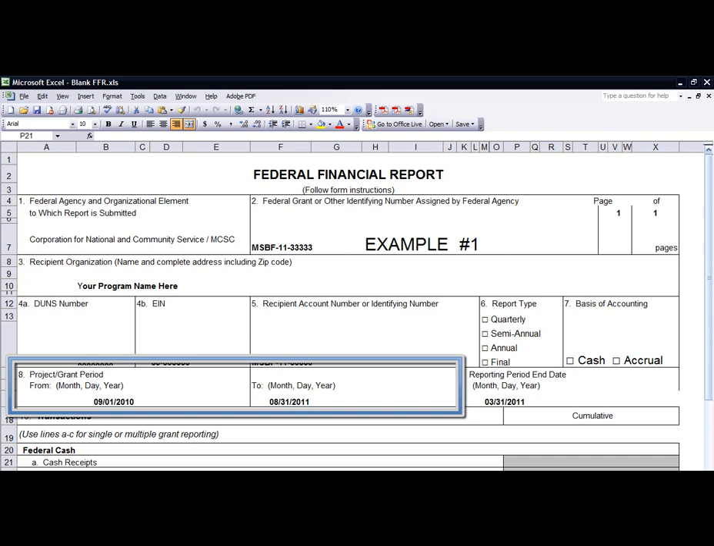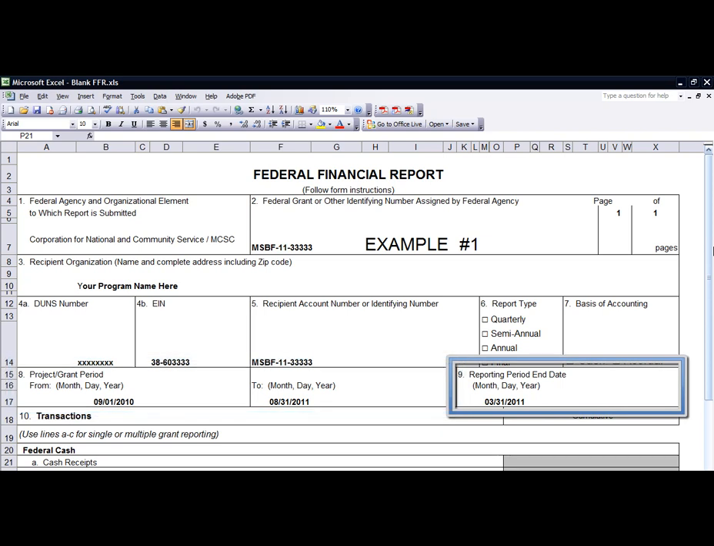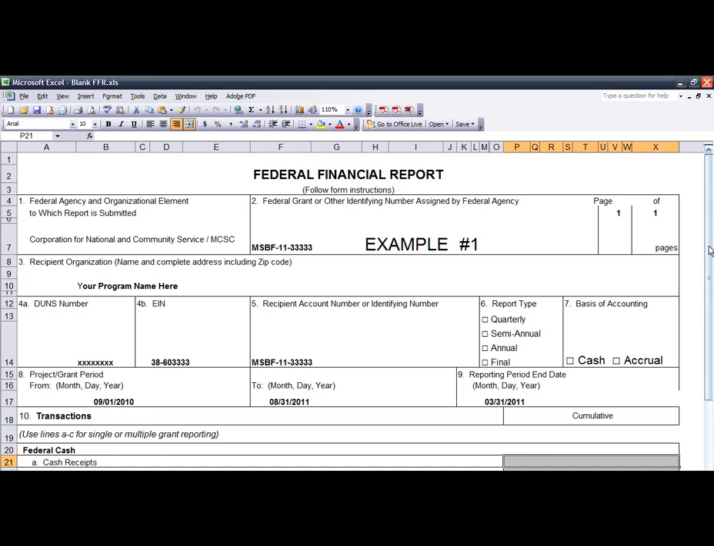In this case, I've indicated September 1st of 2010 as the start date through August 31st of 2011 for the end date. In box number 9, I'm indicating the reporting period end date, which again, this is our semi-annual report, so the end date is March 31st of 2011. And now that I've completed boxes 1 through 9, I can scroll down and begin filling out all of the line items under number 10, transactions.